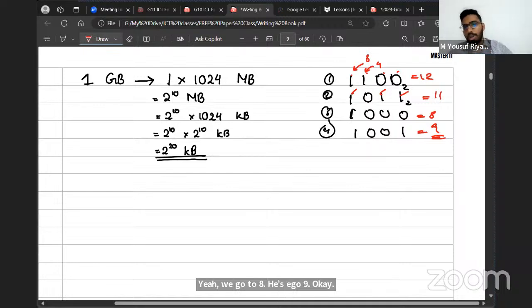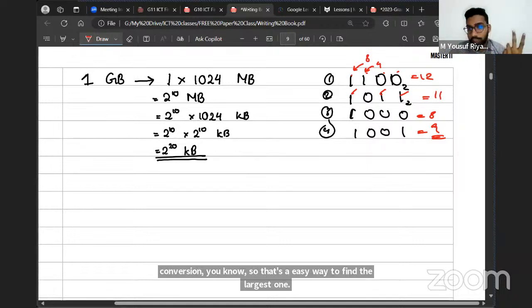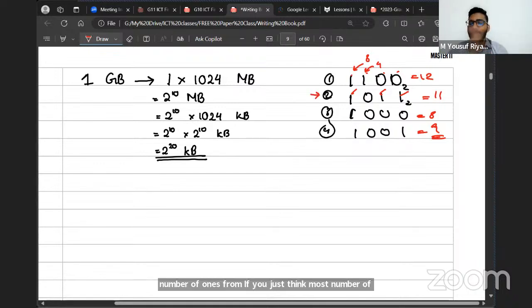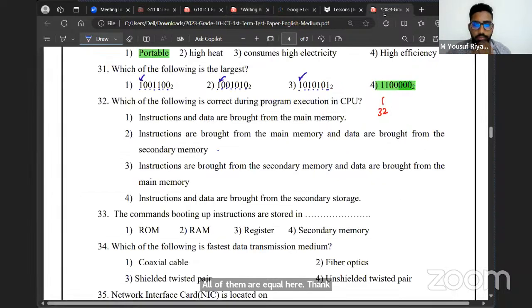Just start from the left-side corner and find which has the most ones from the left side, not from the right side. If you just think most number of ones, you might go and mark the second one. From the left side, you can see all of them are equal here, and this one is leading. Right? So that's how you find it. Is that clear? This is how you can do the MCQ faster, with nothing to waste time converting all of them.